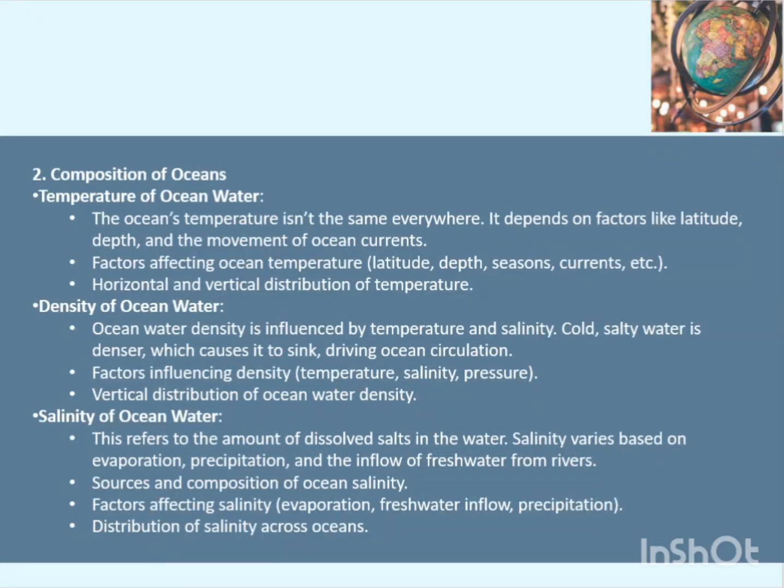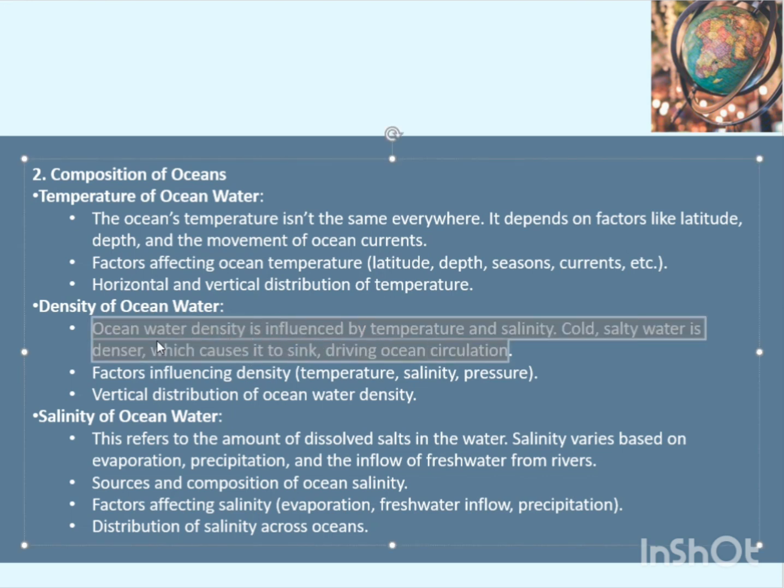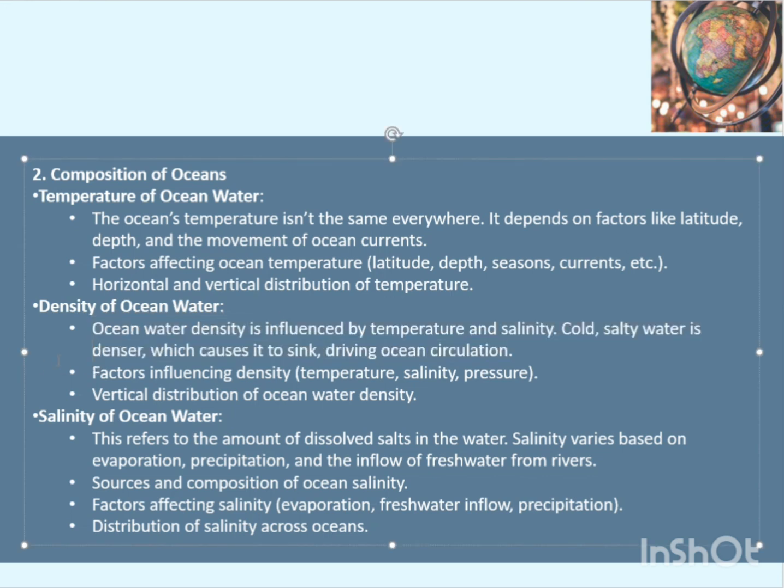Next, part 2, composition of ocean, which includes 3 key elements: temperature, density and salinity. Let's break it down. The ocean's temperature is not the same everywhere. It depends on factors like latitude, depth and the movement of ocean currents. The density, ocean water density, is influenced by temperature and salinity. Cold, salty water is denser, which causes it to sink, driving ocean circulation. And the salinity, it refers to the amount of dissolved salt in the water.